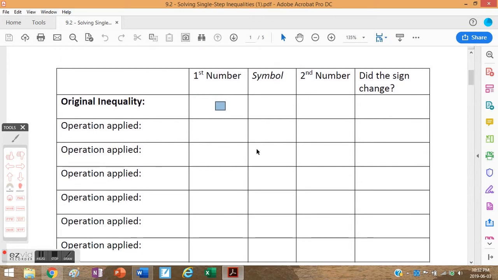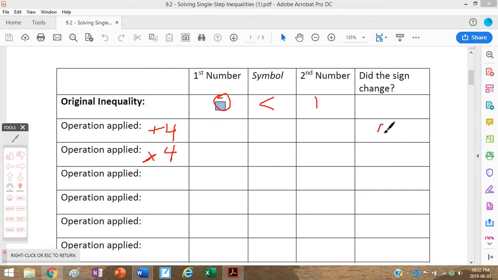Let's get down just a little bit here. Remembering back, my original symbol was 0 is less than 1. We added 4, we multiplied by 4, nothing changed. Alright, let's divide by 4. We're going to cover all our bases here. 0 divided by 4, still 0. 1 divided by 4 is 0.25. Guess what? My symbol does not change.